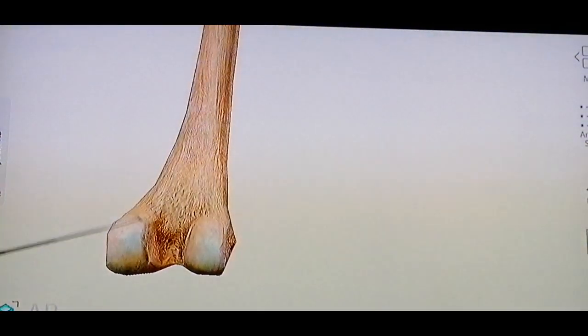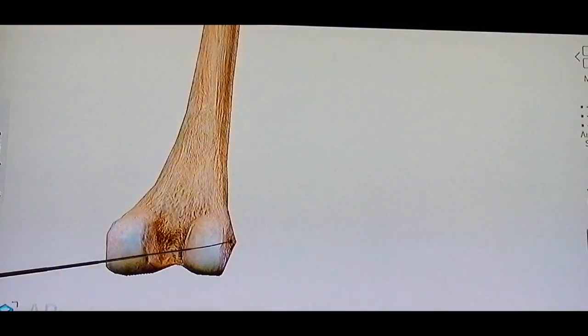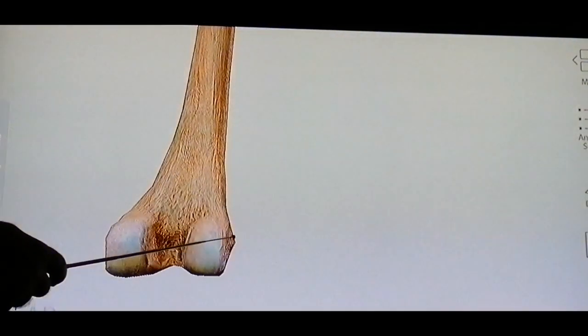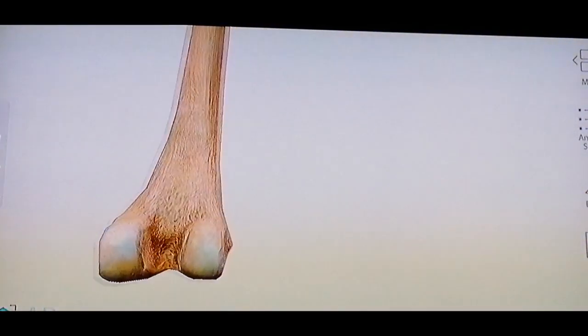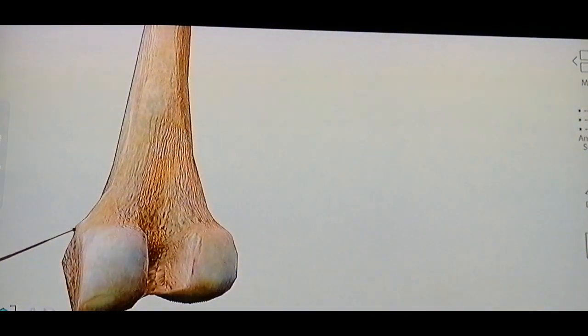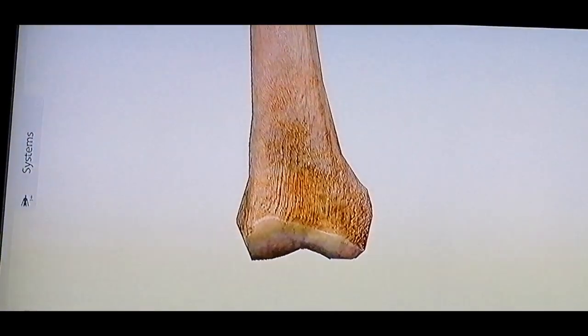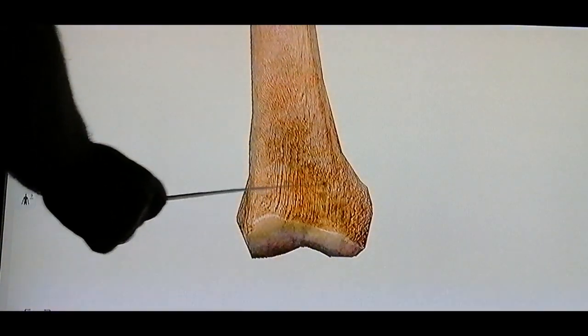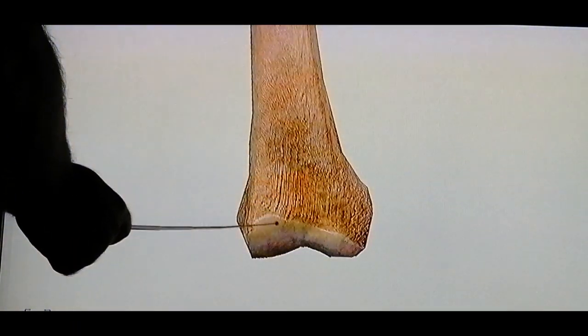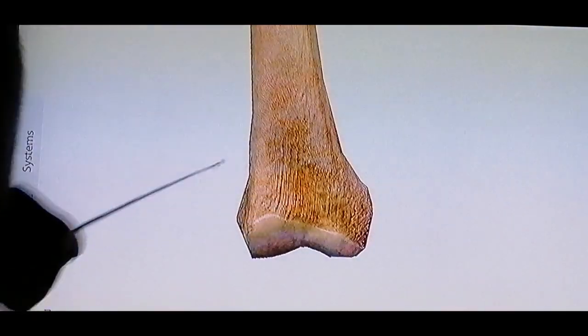Above the lateral condyle is the lateral epicondyle, while on the medial condyle is the medial epicondyle. Above the medial epicondyle is the adductor tubercle. On the anterior surface, between the lateral and medial condyles, is a surface called the patellar surface, which is for articulation of the patella.